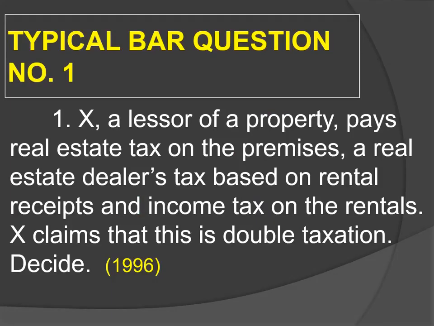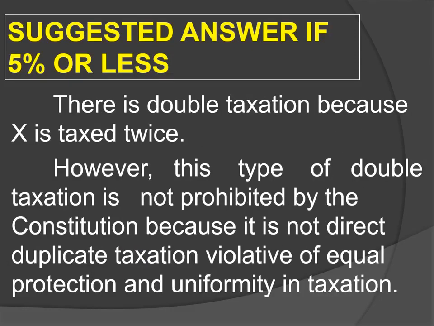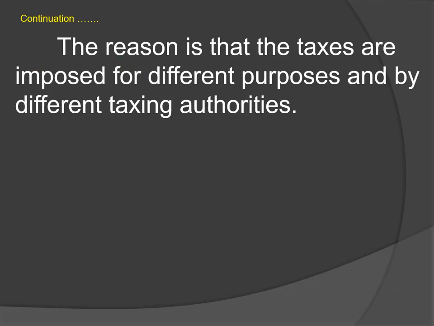So let's look at how bar problems ask. Again, here you have one that is a fact-based problem, but very short. That's why you don't look at the bottom anymore. You go direct and look at it from the beginning. A lessor of a property pays real estate tax on the premises, a real estate dealer's tax based on rental receipts, and income tax on the rentals. S claims that this is double taxation. Decide. Again, similarly, 5% or less, very short answer. More than 5%, expanded answer.